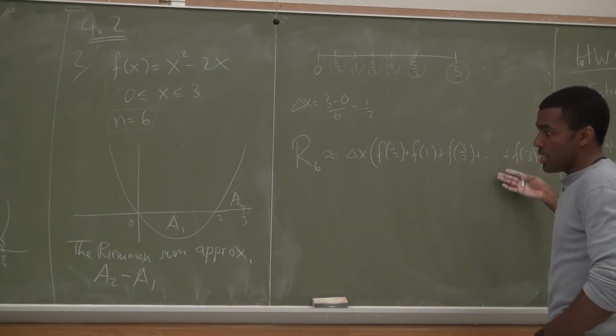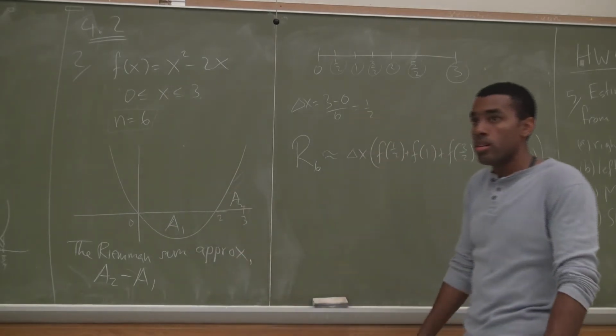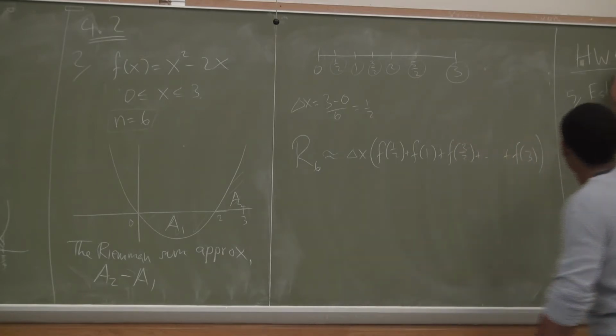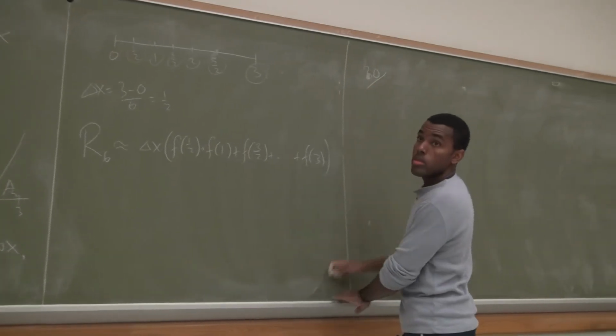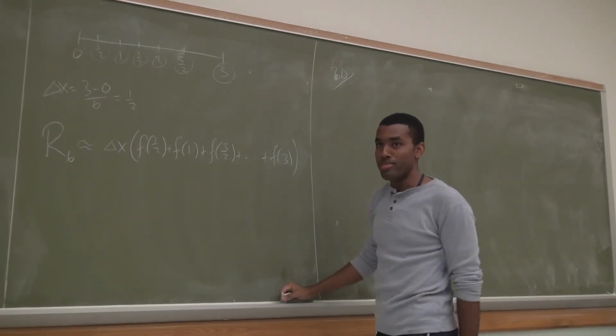And then you'll get an answer, and they ask what the answer means. Well, it's an approximation to this net area, the net area under the curve. That's always what it represents.